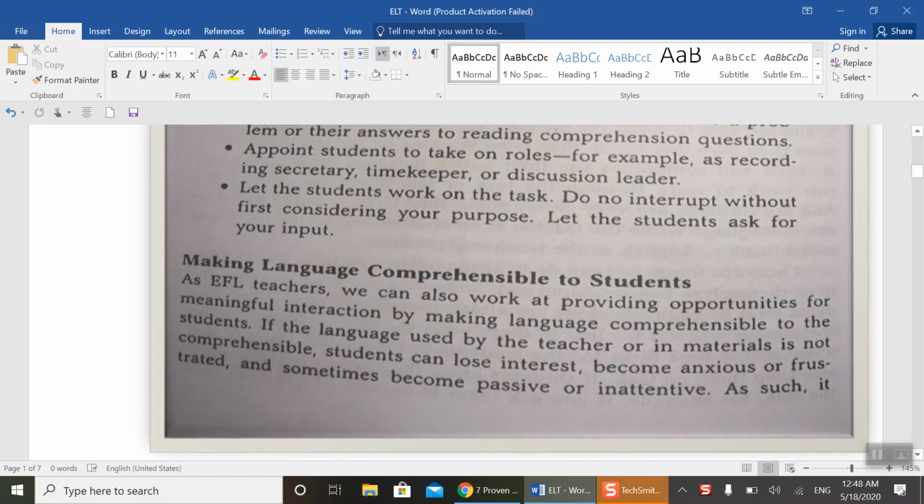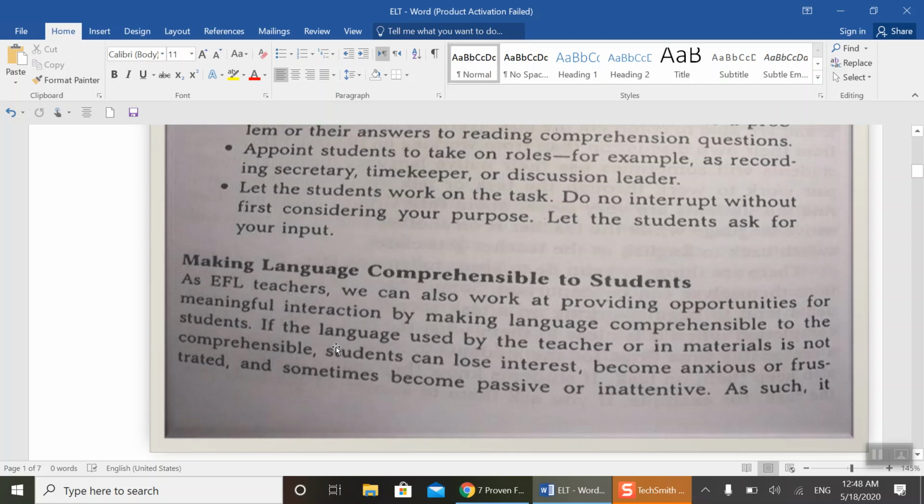Today we are going to talk about how to make language comprehensible to students. As EFL teachers, we can also work at providing opportunities, chances for meaningful interaction by making language comprehensible to students, to make something comprehensible, understandable to students.